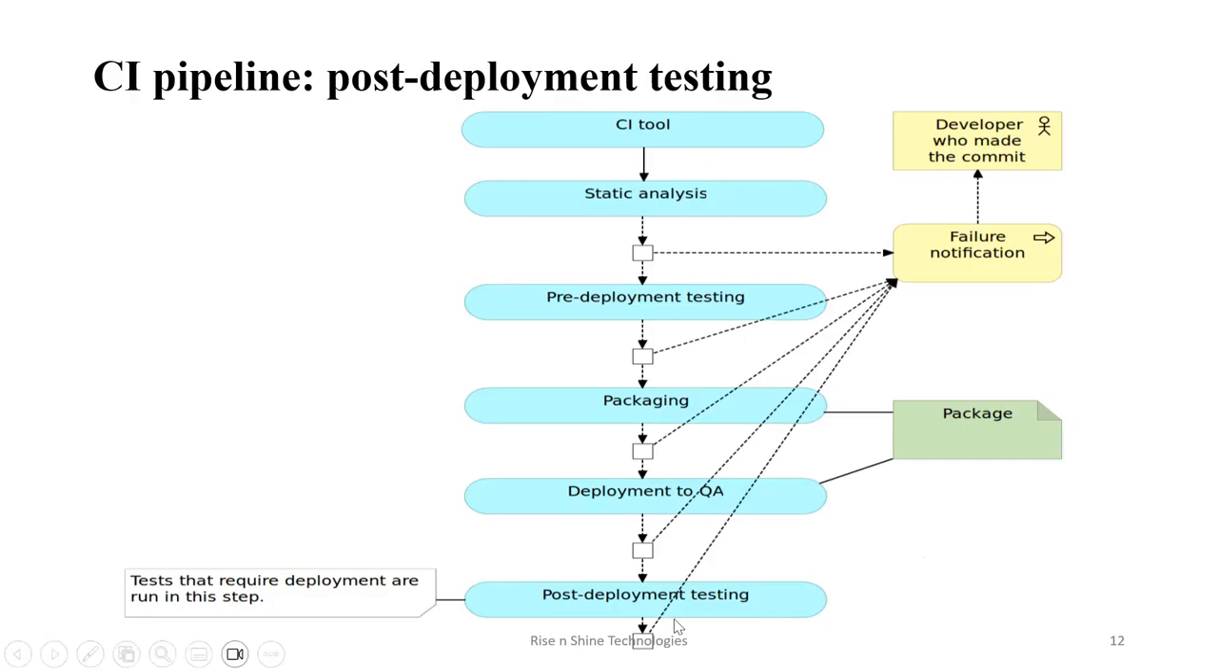Finally, if this is done, we say that continuous integration is done. But continuous integration is not enough. Delivery and deployment are also important, right? What is the difference between delivery and deployment?